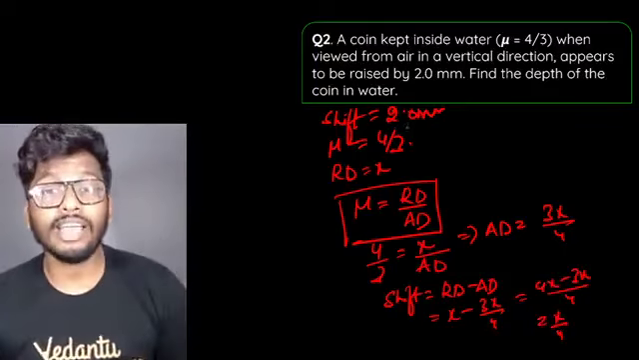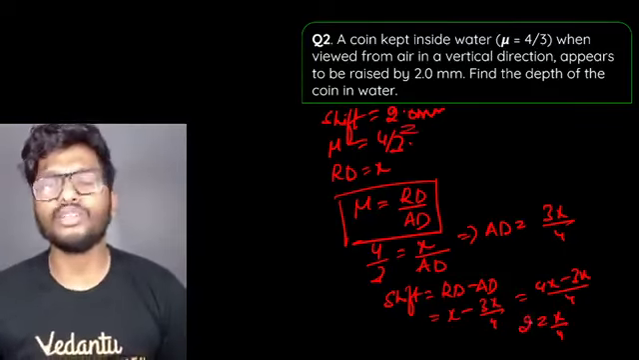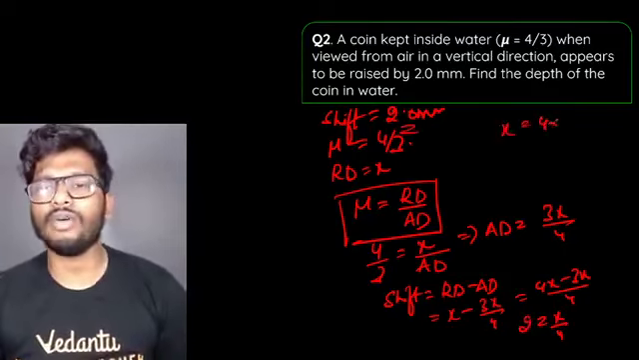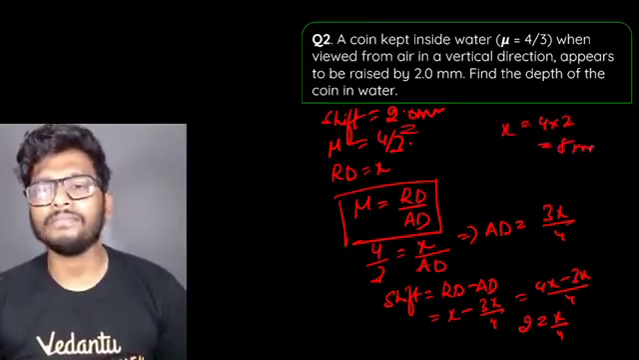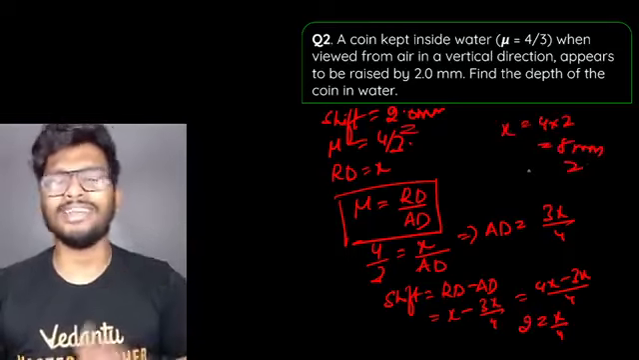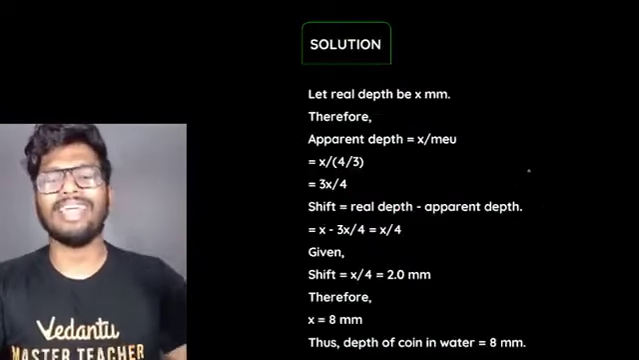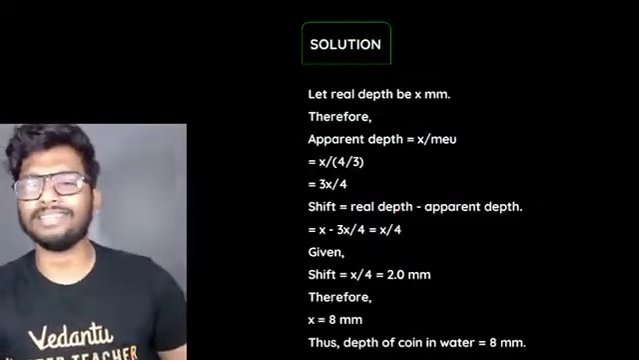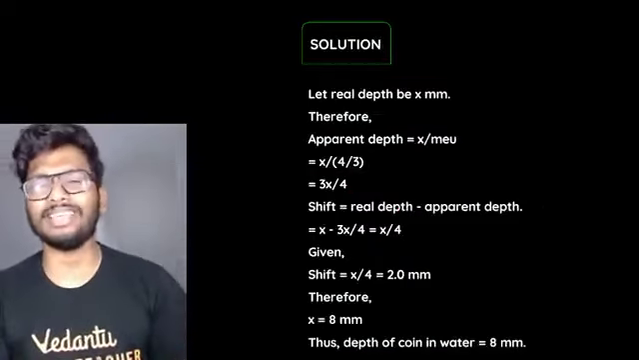What is the value of shift? It's 2 mm. So I can put that over here. What is the value of x? x is equal to 4 into 2, which is nothing but 8 mm. Simple. So the real depth of that particular coin is 8 mm. Simple, guys. These are the steps. If you want, you can take a screenshot of this also.